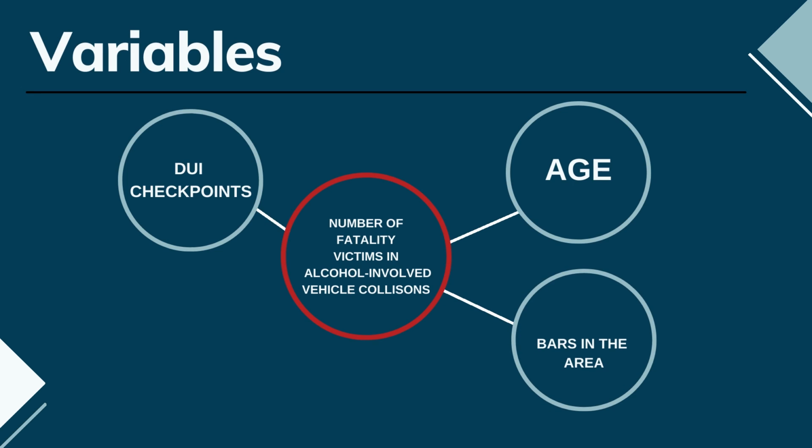These are the variables that I'm taking a look at. The one in the middle, defined by that red circle, is my dependent variable, the number of fatality victims in alcohol-involved vehicle collisions. And then the three outer circles represent independent variables, one, of course, being the program of DUI checkpoints, and additional being age, which would be collected by obtaining the information of the person's age in years as listed on their California state driver's license or any other state driver's license that they would have, as well as a third confounding variable of bars in the area.